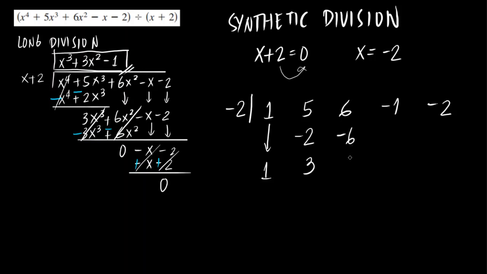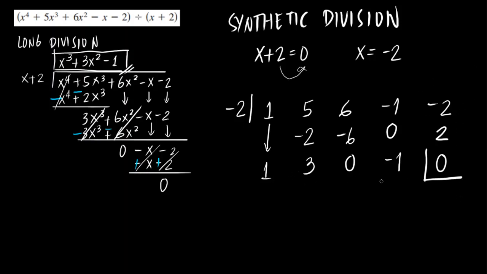6 minus 6 is 0. 0 times negative 2 is 0. Negative 1 plus 0 is negative 1. And then negative 1 times negative 2 is positive 2. Negative 2 and 2 is 0. Again, this last guy here is your remainder para sa synthetic division.